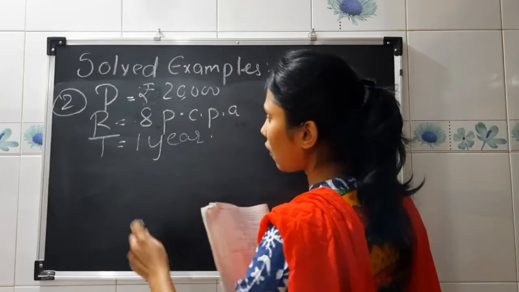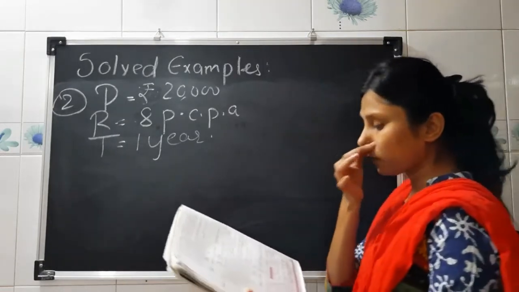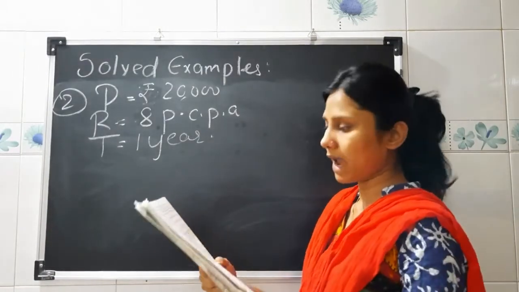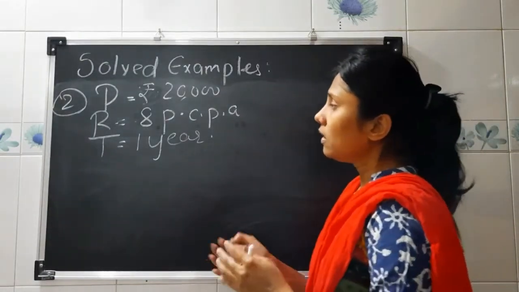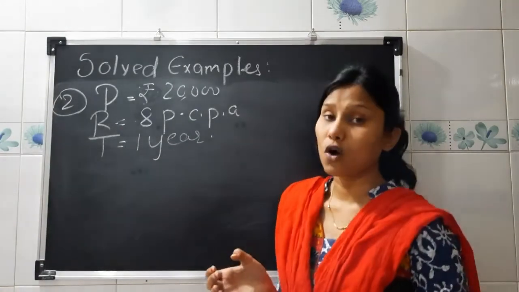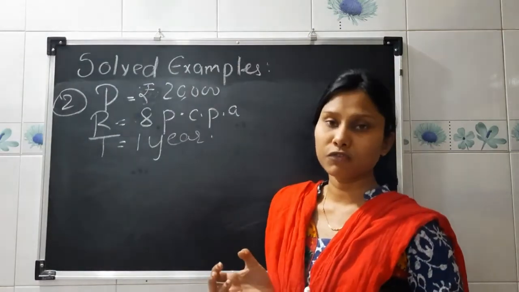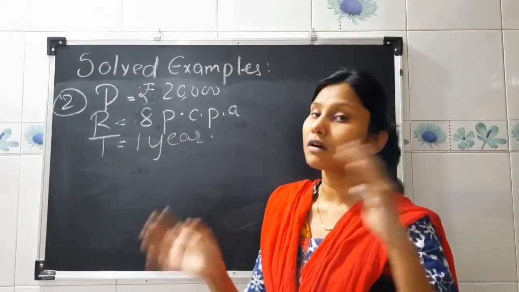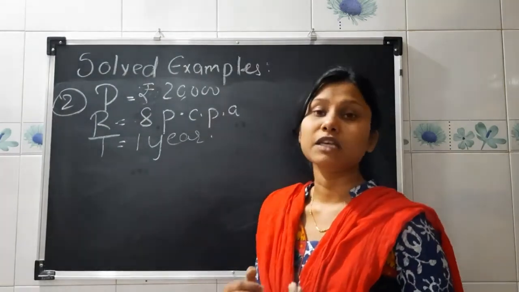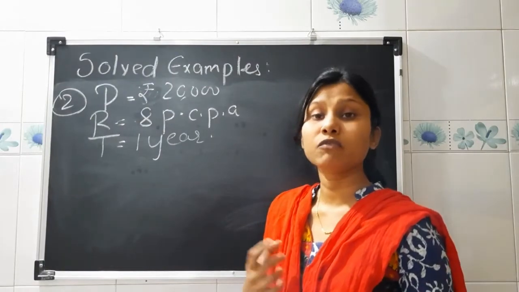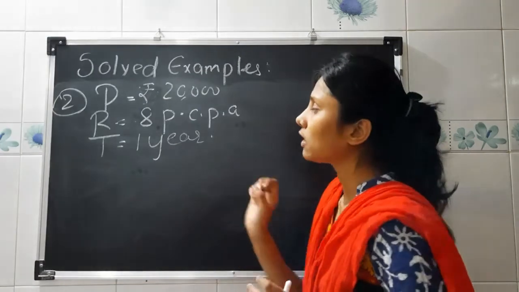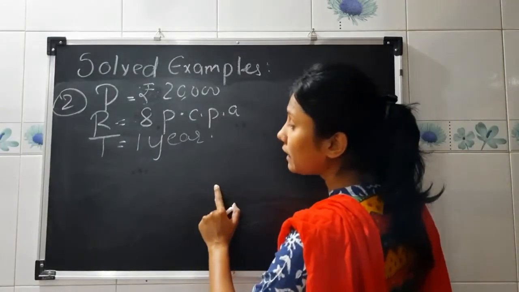Now first we have to find the total amount which he should return to the bank. So first we have to calculate the interest. Why? Because when we borrow some money from the bank, we have to return that money along with the interest. Similarly, if we deposit money in the bank, we receive that money along with the interest from the bank. So here first we have to find the interest amount.